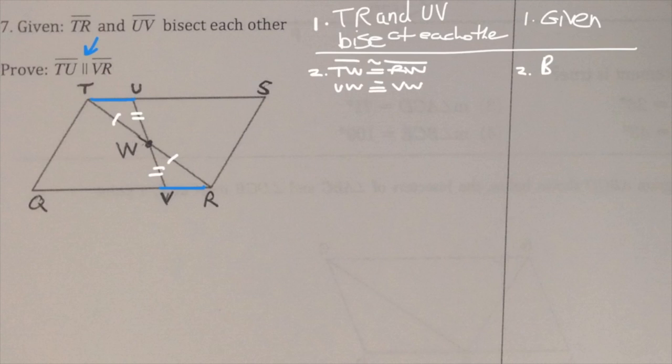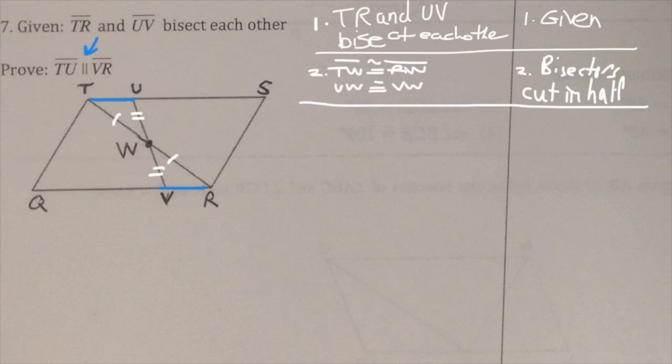And what you could write is bisectors cut in half, or bisectors make equal segments. If you notice, sometimes we have an angle bisector and sometimes we have a segment bisector, and these are segment bisectors, segments cutting segments.